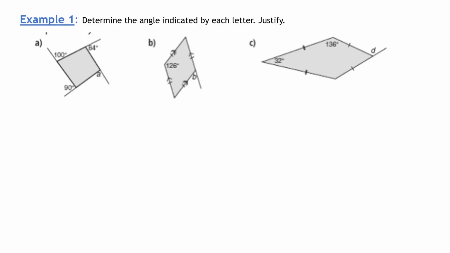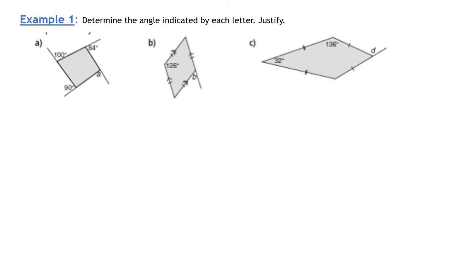Example 1. Determine the angle indicated by each letter. Justify. Remember, we have to state our reasons. That's what justify means. First one up here, A. Okay. The angle indicated here is an A. That's the only unknown. So I have to find A. All right, any thoughts? So you should be thinking about this by yourself. I'll stop talking for a minute.